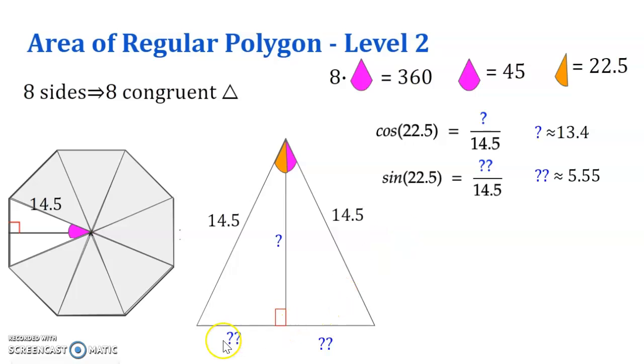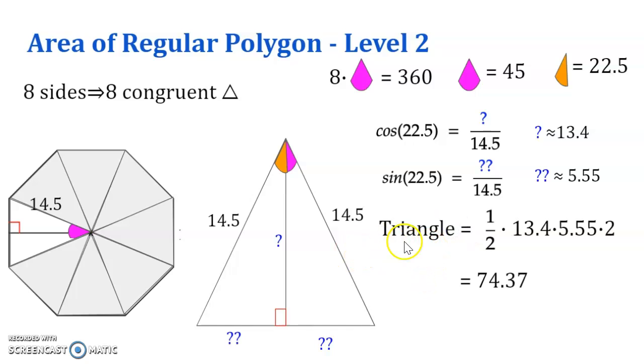Okay, so then I know to figure out the area of the triangle. Triangle is going to be half times 13.4, that's the height, times what is the base? Base is this question mark length multiplied by 2, because the base is this total length. So it's going to be 5.55 times 2.